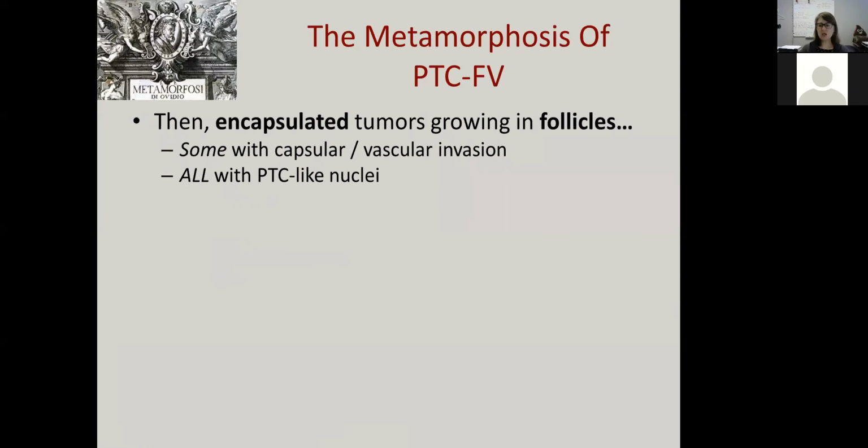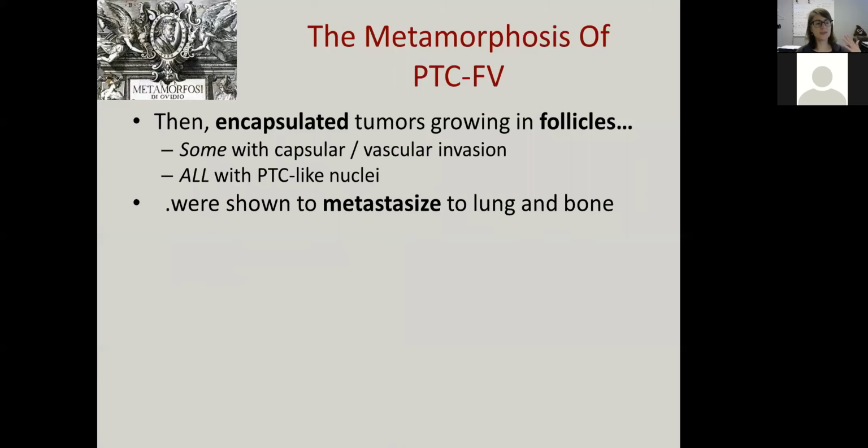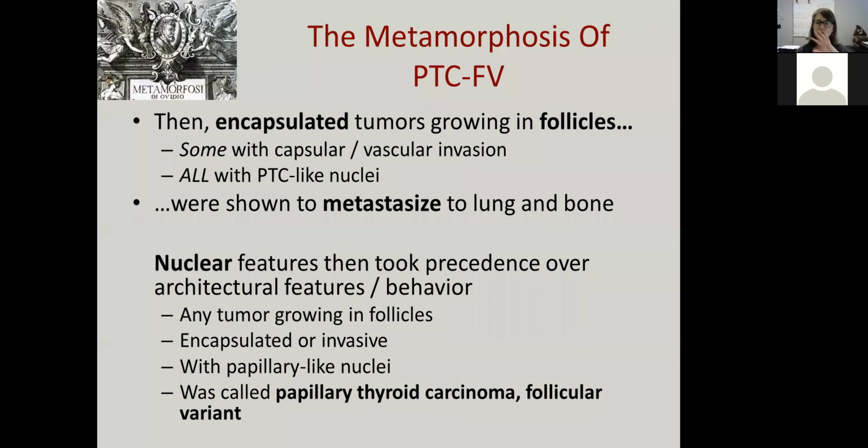Okay. So then some encapsulated tumors that were growing in follicles, some had capsular and vascular invasion, all of them had papillary carcinoma-like nuclei, were sometimes shown to metastasize to lung and to bone. So then the nuclear features started to take precedence over the architectural features and the behavioral growth patterns. So then any tumor growing in follicles, either encapsulated or invasive with papillary nuclei, was called papillary carcinoma. So regardless of growth pattern, the only thing that was used to diagnose papillary eventually became nuclei.